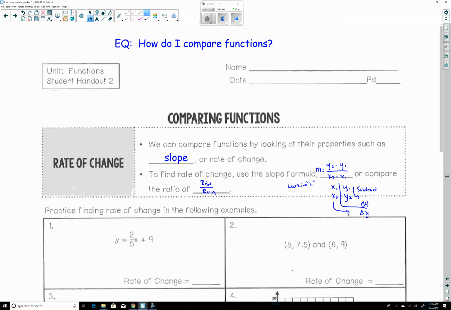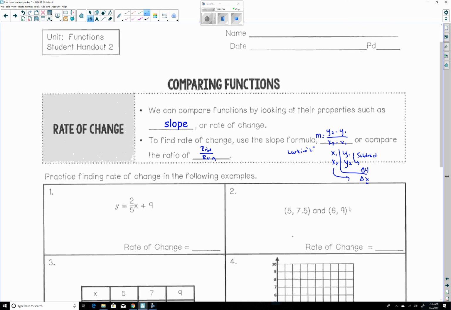This was all in Module 4. We went through it. We've been working on it since December. So hopefully these are all things that are familiar. So the next part, practice finding the rate of change in the following examples. This should be review. We have done this many times.